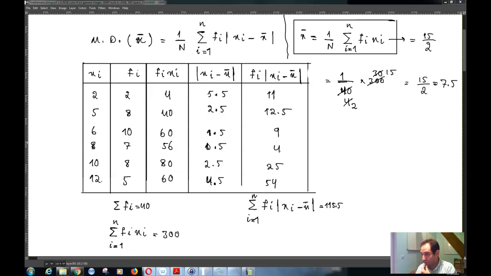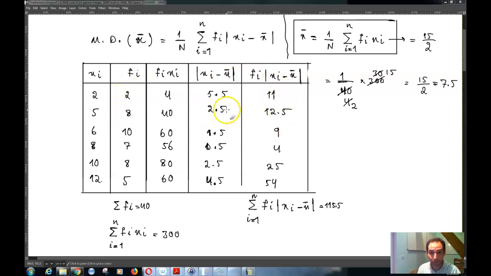Now there is something wrong here. 4, 40, 60, 56, 80, 60, and then you have 5.5, 2.5, 1.5, 0.5, 2.5, 4.5, and then f of i is 11, 20. This is not supposed to be 20.